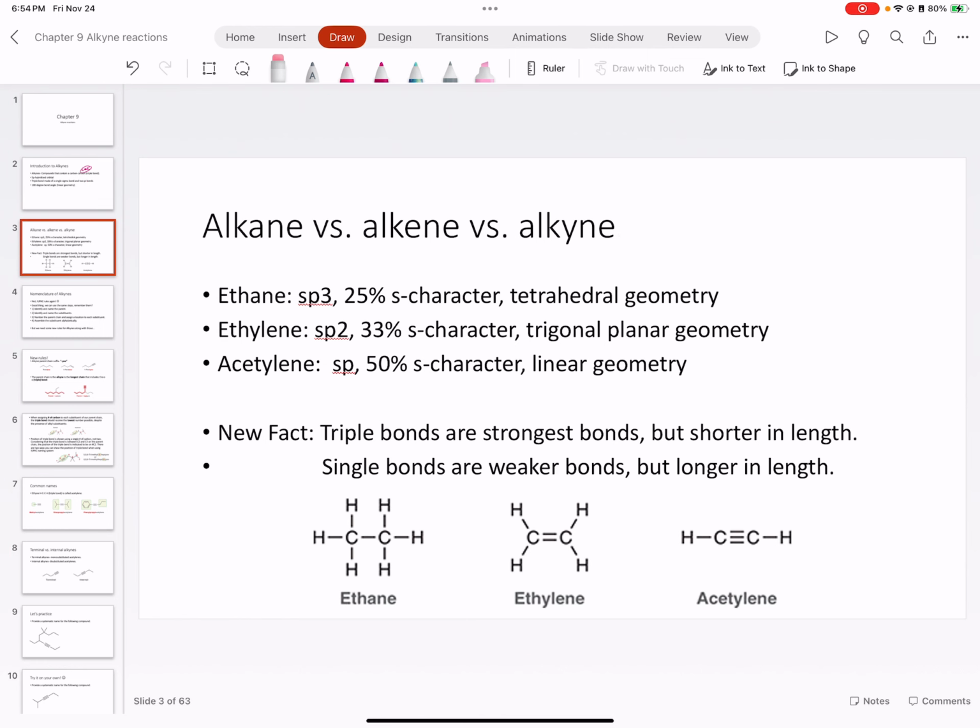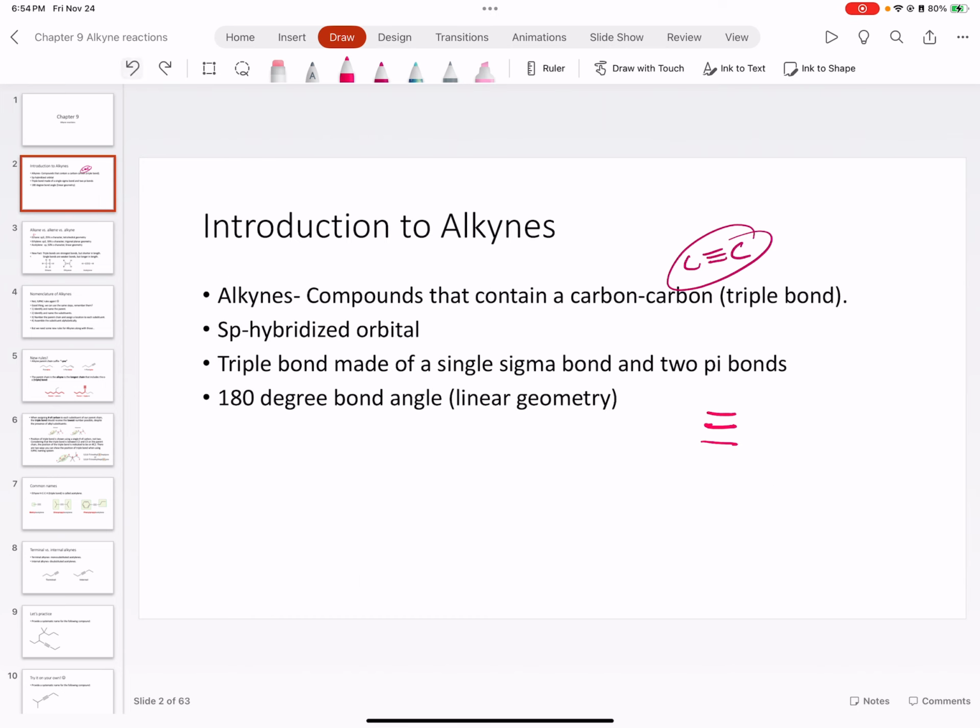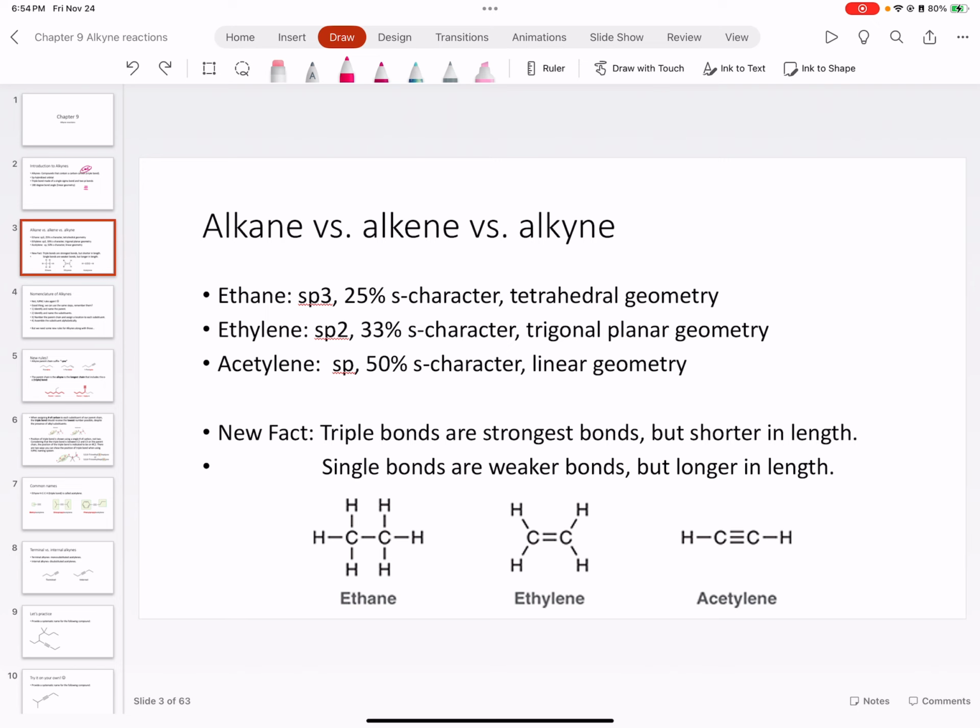So, alkane versus alkene versus alkyne. Ethane has a carbon-carbon single bond, ethylene has a double bond, and then acetylene has a triple bond, carbon-carbon. So we have ethane, ethylene, acetylene.